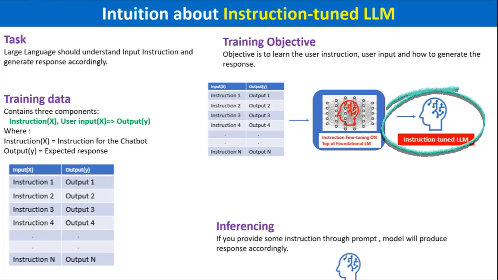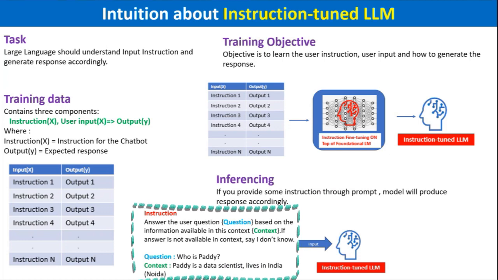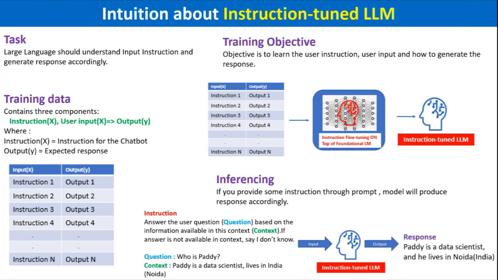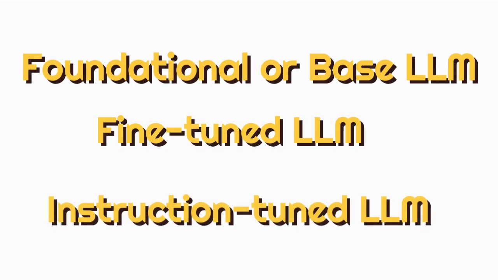Now during inferencing, if you provide an instruction, say answer the user question based on the information available in this context, if answer is not available in context, say I don't know, and then you are providing the question and the context. Then this instruction tuned LLM will provide you a response based on the user query and the context you are passing. In this case, this instruction tuned LLM is equipped to effectively address many natural language tasks based on user instruction. Great. So I hope now you have very good intuition about foundational LLM, fine-tuned LLM, and instruction-tuned LLM.